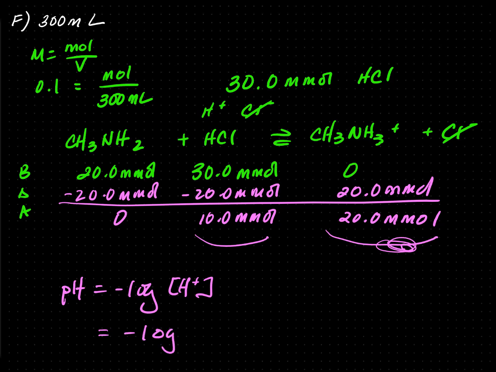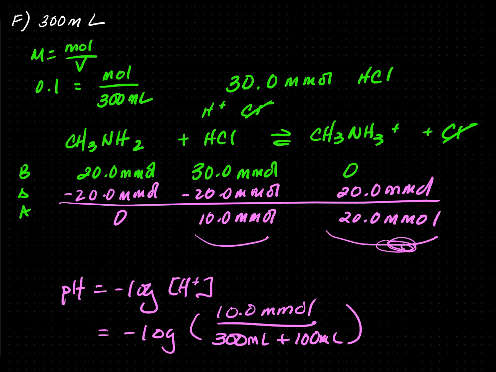So I could just do negative log of the concentration of H plus, which is 10 millimoles over the total volume, which is 300 milliliters plus the original 100 milliliters, and this will equal 1.602. So after the equivalence point, we could ignore its conjugate because the strong acid or base that is present will have a Ka or Kb much, much larger than its conjugate. So we could go directly into pH or pOH.